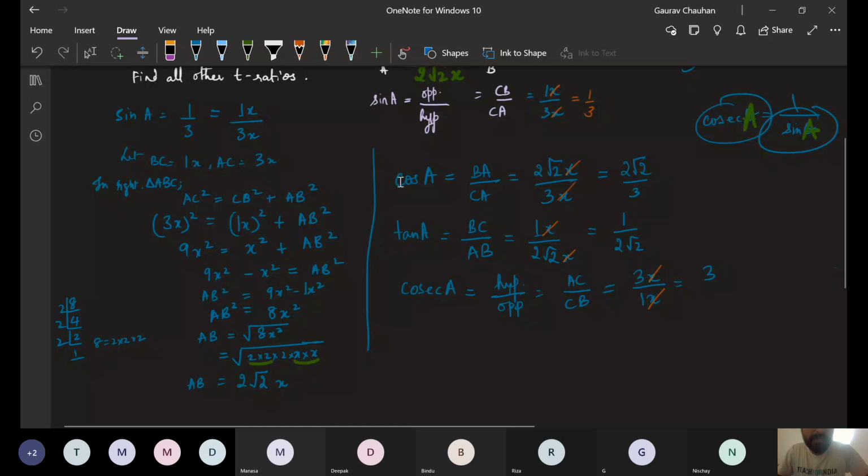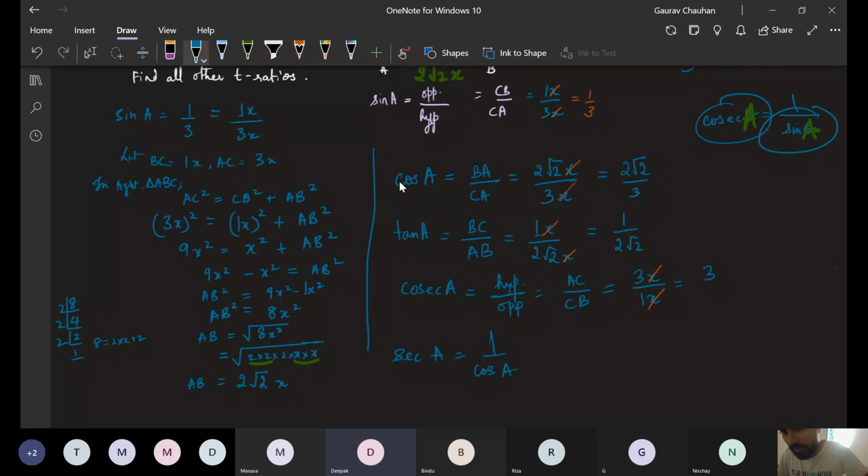All right, let's quickly do secant A. Deepak, can you do it with me? Secant A is equal to? Sir, 1 by cos A. Okay, cos A you already have. Can you tell me what the answer will be? Sir, 3 by 2 root 2. Perfect. Okay. Mansa, did you understand now what we did? Yes, sir. Now we understand.